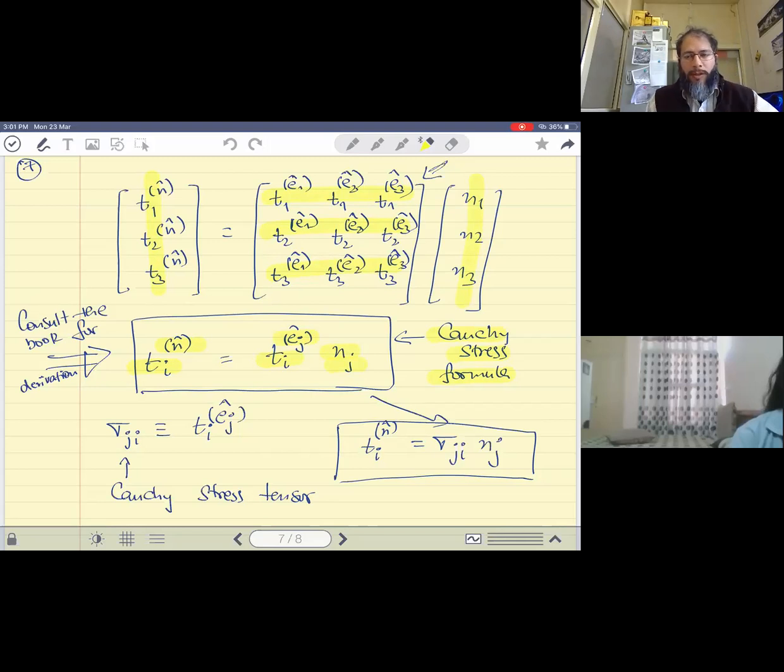So this is a very important formula. It's called the Cauchy stress formula, and this is actually used to define the Cauchy stress tensor. So the stress tensor sigma, which is called the Cauchy stress tensor, is defined as this. Okay, so once the Cauchy stress tensor has been defined, we can rewrite this Cauchy stress formula in this second form, which uses the sigma ji, or the Cauchy stress tensor, in it.